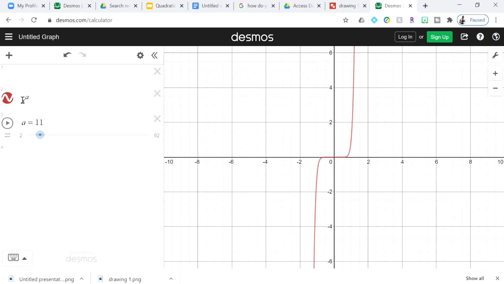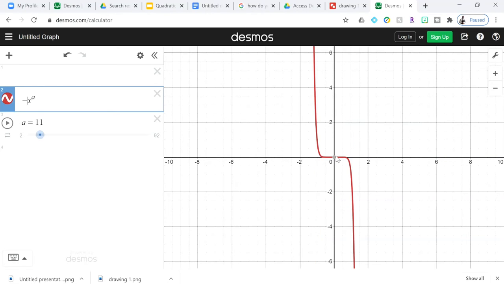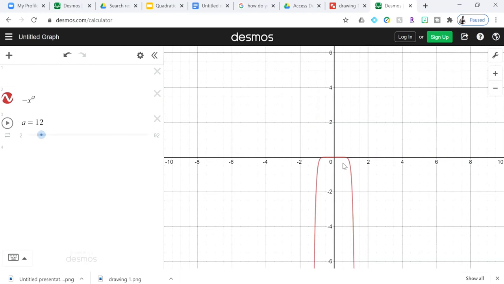Notice if I flip this and make the right side go down. All I got to do is put a negative in. Now the right side goes down. But because it's raised to an odd number, 11, the left side is going to go opposite. If I change it to a 12, it matches up here. All right, the end behavior is the same for both. It begins in negative infinity, it ends in negative infinity. So that's the key here.